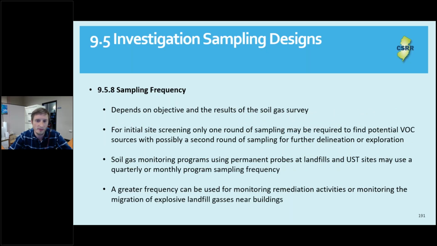That depends on the objective and the results of the soil gas survey. So for the initial screening, usually one round of sampling is required to find the potential VOC sources, with potentially a second round to further delineate and explore. But when you have a remedial system in place, a soil gas monitoring program will exist that uses permanent probes at sites such as industrial sites, landfills, and UST sites, and those may be quarterly or monthly. Next slide, please.